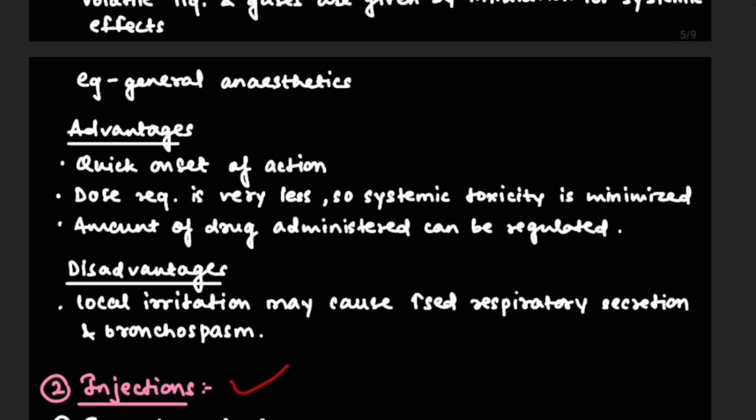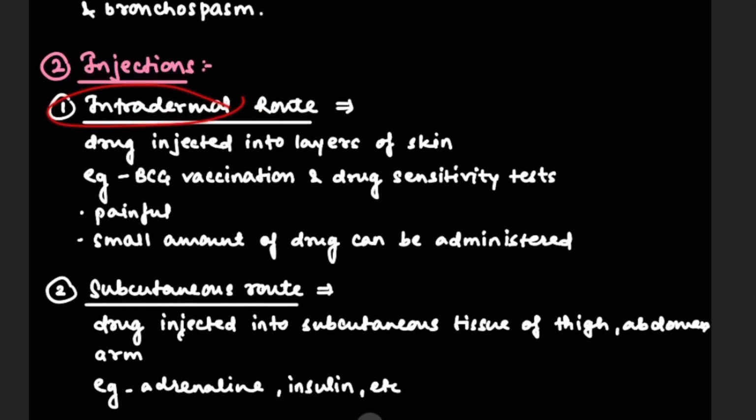So next is injection. We can give it in the form of two routes, that is the intradermal route as well as the subcutaneous route. In the intradermal route, the drug is injected into the layers of the skin. For example, BCG vaccination as well as drug sensitivity tests are both given by the intradermal route. And it is painful, and only a small amount of drug can be administered. So these are the disadvantages of the intradermal route.